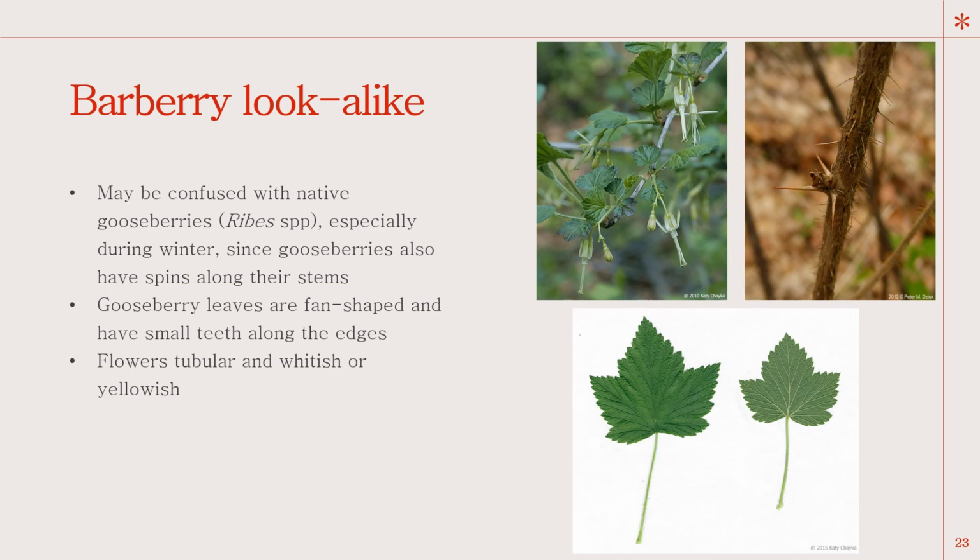And then the flowers are going to be more of a tubular shape, still drooping down and whitish or yellowish in color. And fruits will be variable across the different species of ribes, but they're always going to be typically a dark purple to black color, not so much that vibrant small red color as the Japanese barberry has.